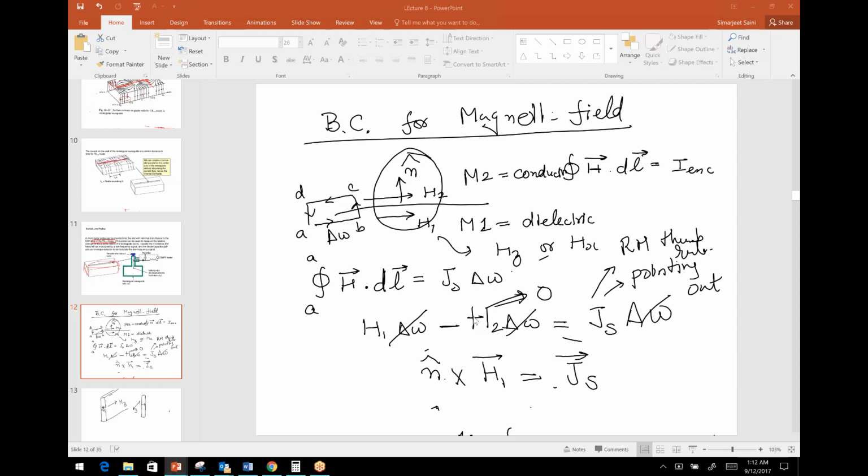Tomorrow we'll continue this discussion. I'll try to finish the rectangular waveguide tomorrow. If not tomorrow, we'll finish it in half class on Thursday, and then we'll do problems on Thursday.